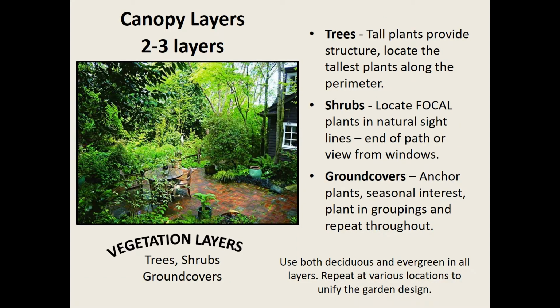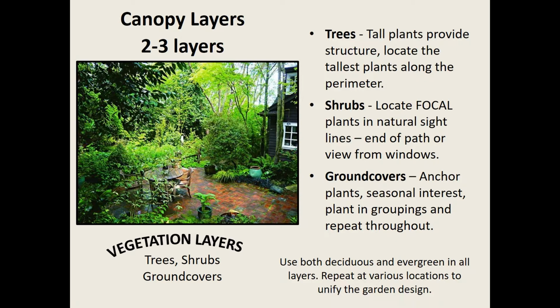Trees are the tallest plants and provide a lot of structure. Locate these along the perimeter. Shrubs have a lot of variety in size, shape, and blooms. Locate these focal plants along sight lines like the end of paths or where you can see them from windows. Ground covers are the anchor plants. They can provide seasonal interest as there are many evergreen ground covers and perennial blooming plants to choose from. Plant these in groupings and repeat throughout.